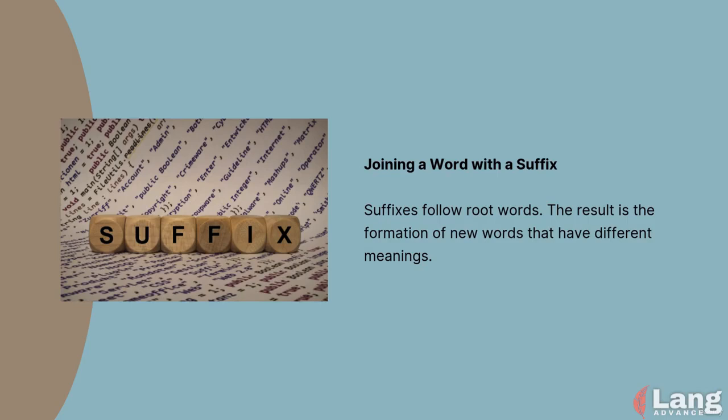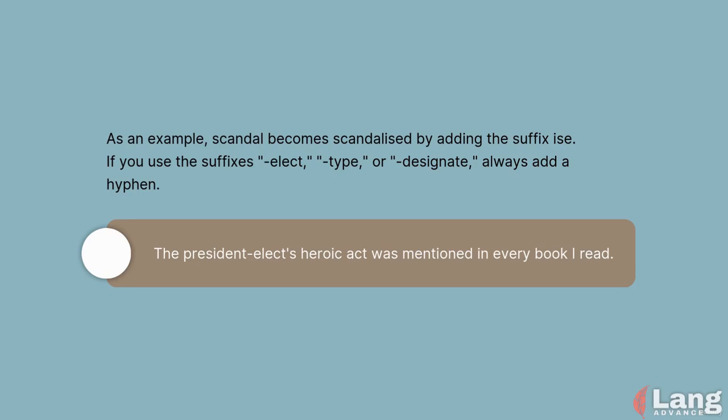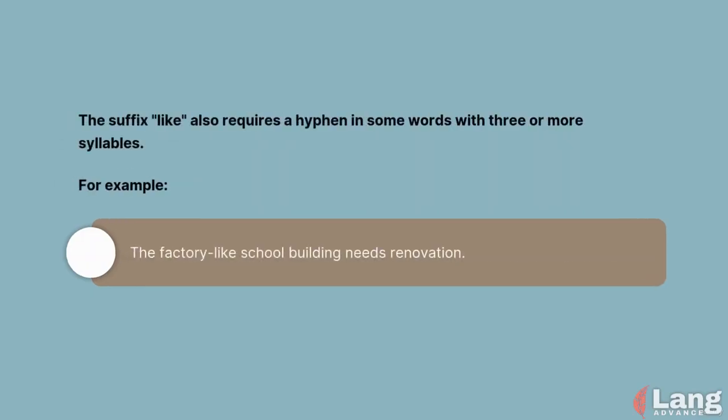Joining a word with a suffix. Suffixes follow root words. The result is the formation of new words that have different meanings. As an example, scandal becomes scandalized by adding the suffix ise. If you use the suffixes elect, type, or designate, always add a hyphen. The president-elect's heroic act was mentioned in every book I read. The suffix like also requires a hyphen in some words with 3 or more syllables. For example, the factory-like school building needs renovation.